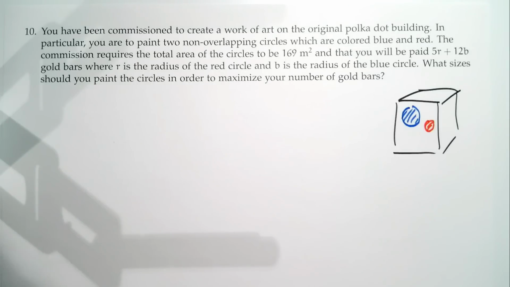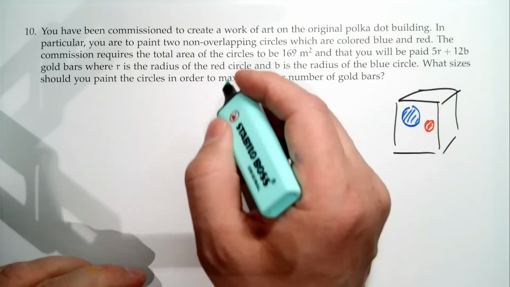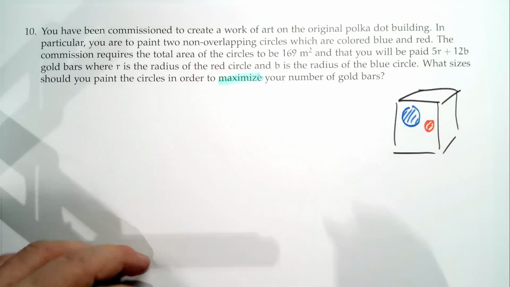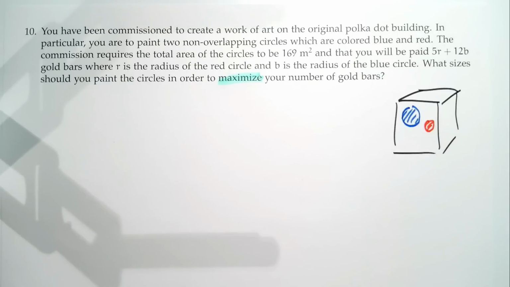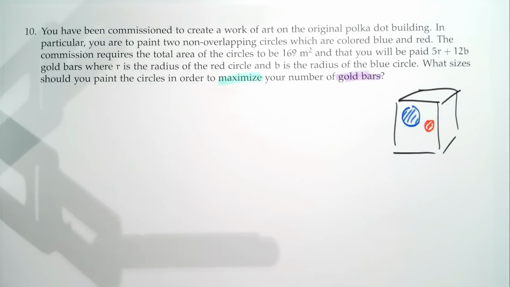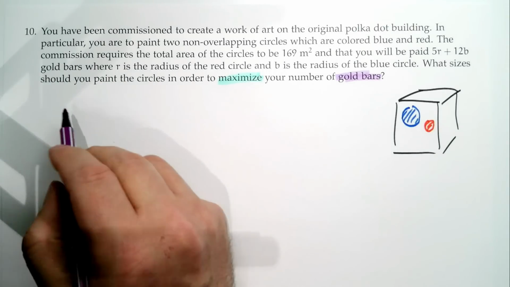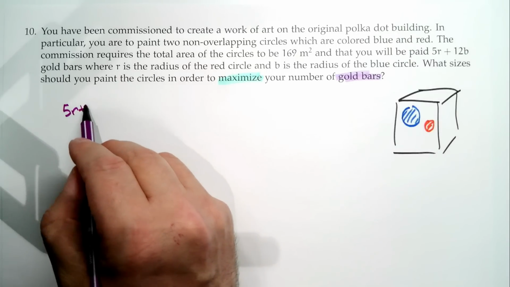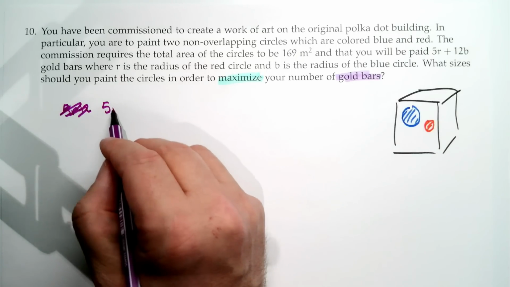Now, again, key words, things to look for: maximize. So when we see something like the word maximize, we know optimization. This is an optimization problem. The hard part about an optimization problem is setting up what we're trying to optimize. Well, gold bars. What is the equation for that? The good news is they gave it to us. What we're trying to optimize is 5R plus 12B.